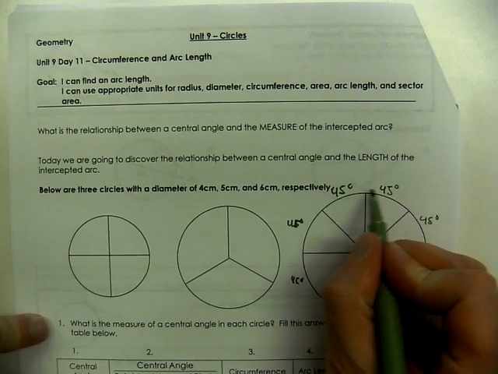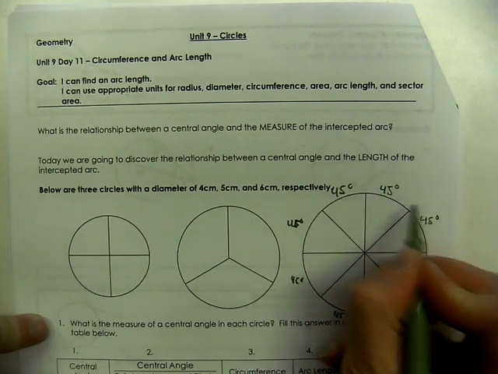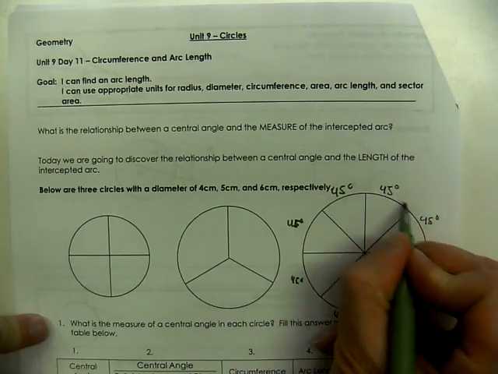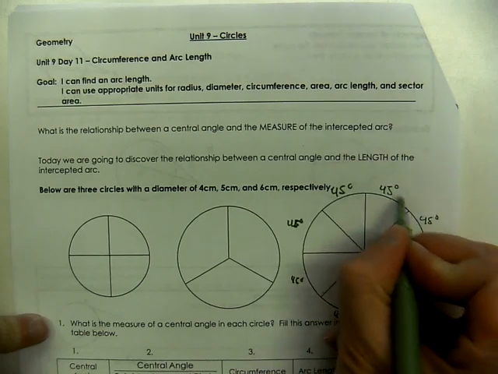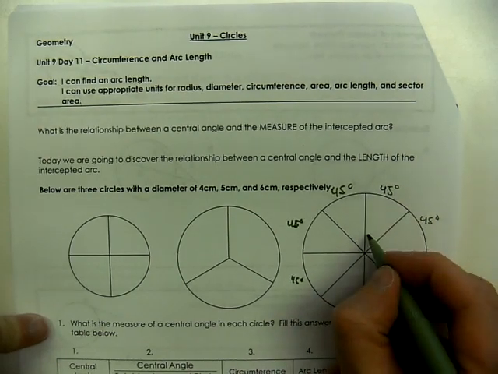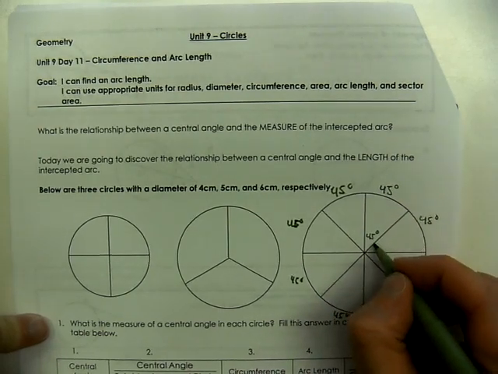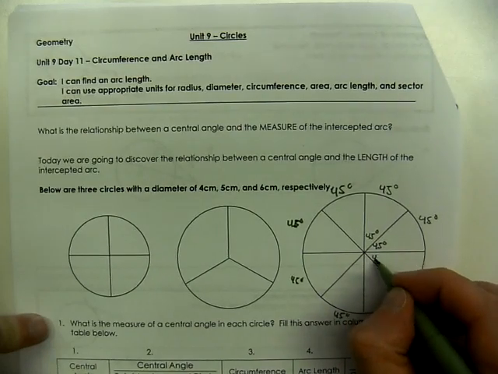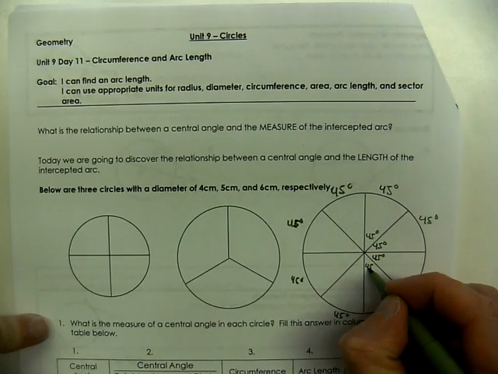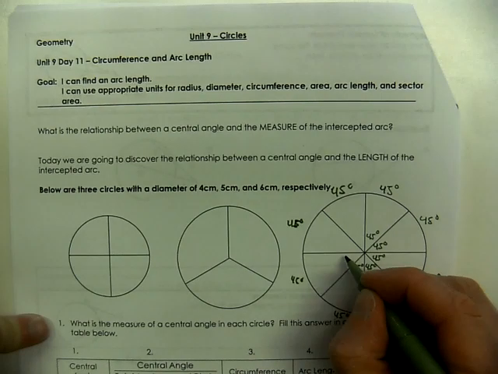We've learned that the central angle is going to be the same as the arc measure. So if this is a 45 degree arc, this is a 45 degree central angle. And these also add up to 360 degrees.